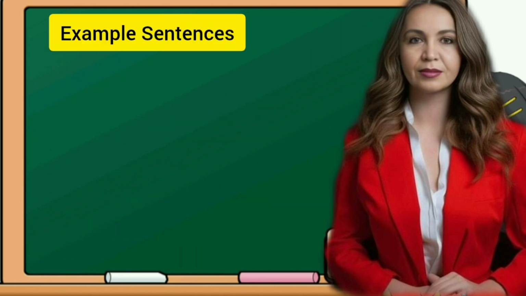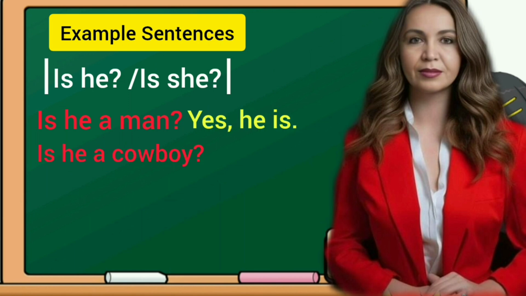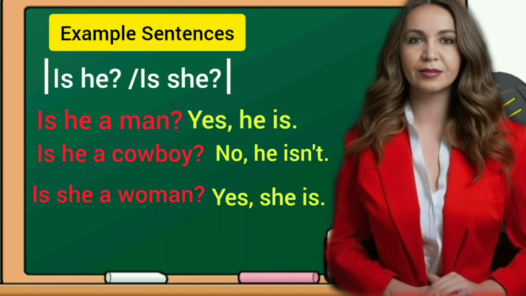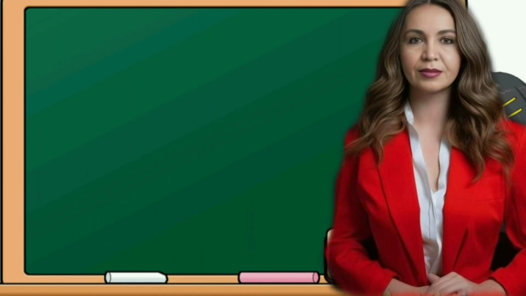Let us look at more examples and make sure you repeat after me. Is he a man? Yes, he is. Is he a cowboy? No, he isn't. Is she a woman? Yes, she is. Is she a cowgirl? No, she is not.